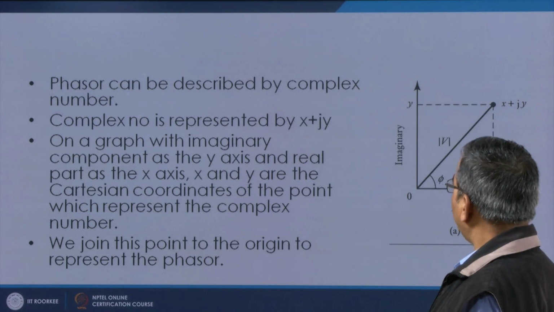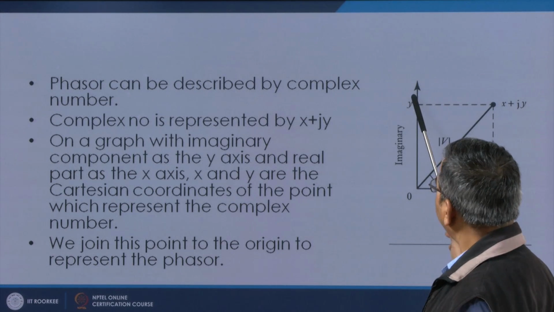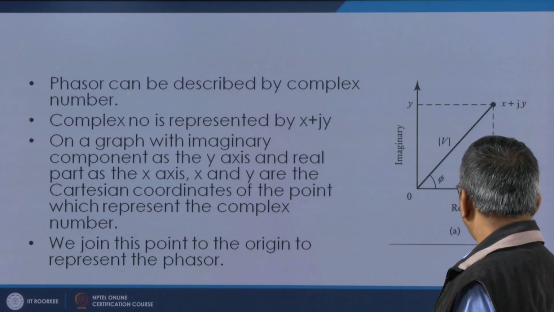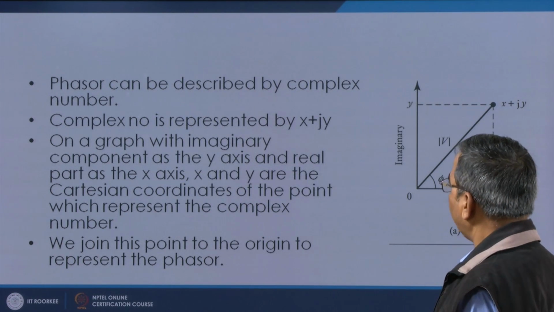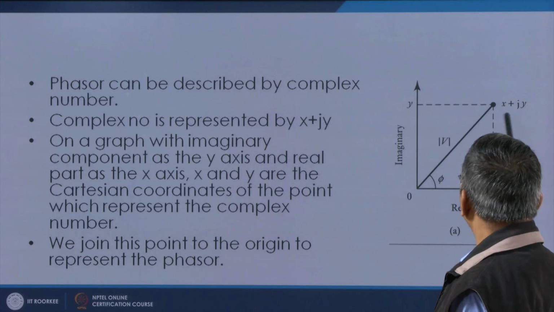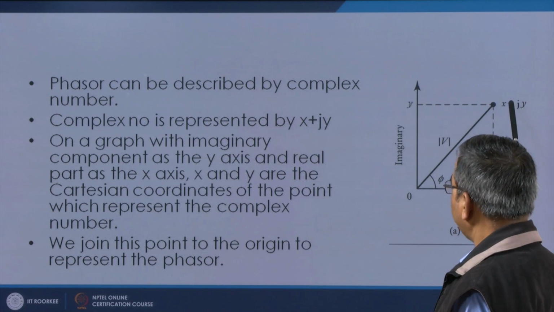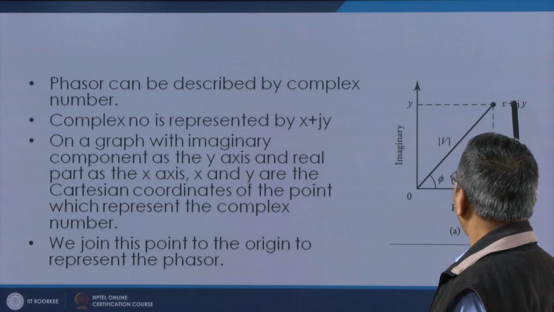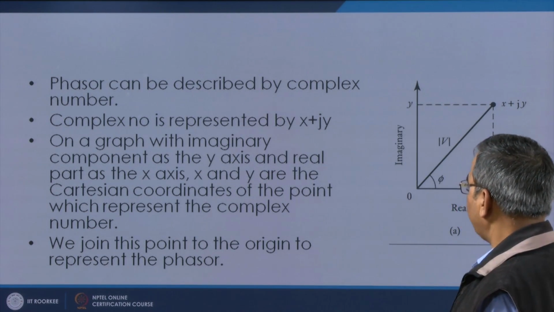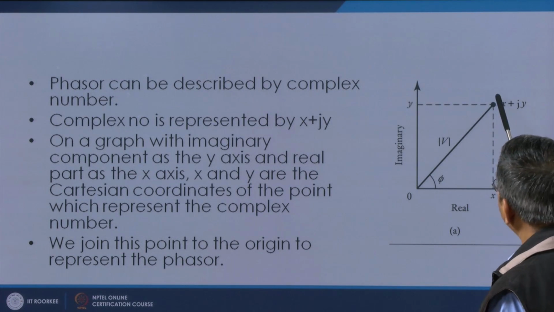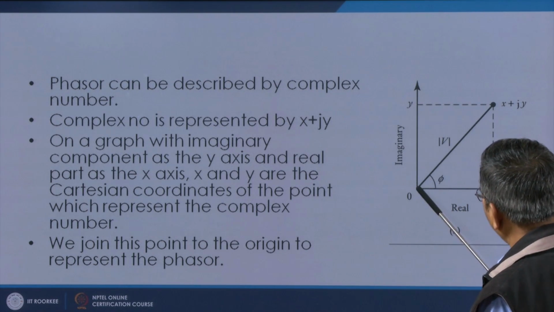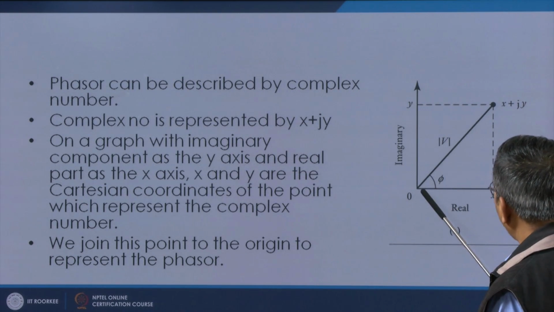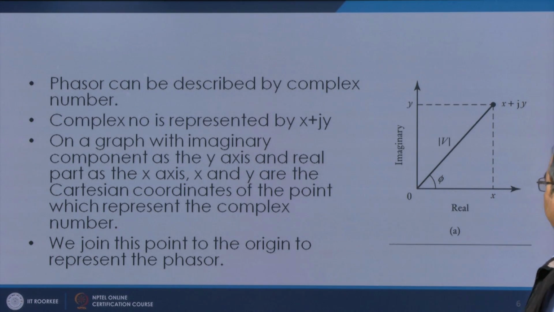Okay. So, on this graph you can see that the imaginary component is represented along the y axis and the real component is represented along the x axis. So, the corresponding x comma y are actually Cartesian points, and these Cartesian points x comma y represent this complex number, okay. And if I join this x comma y point with the origin of this coordinate system, then this represents the phasor.